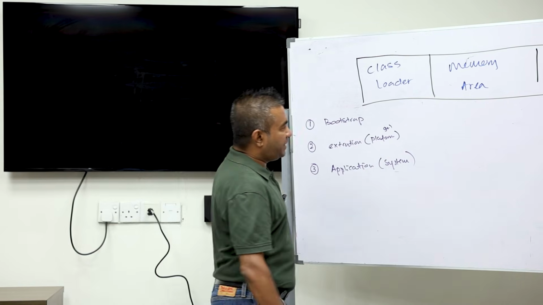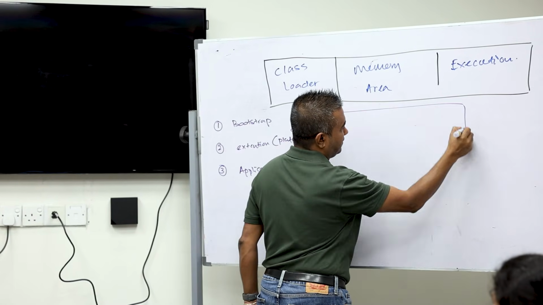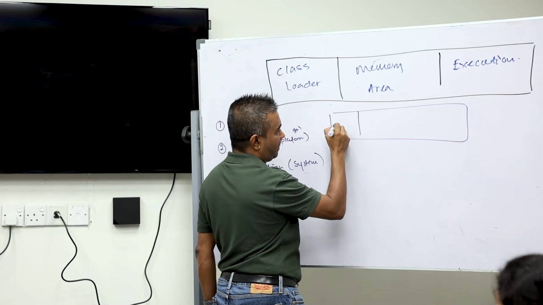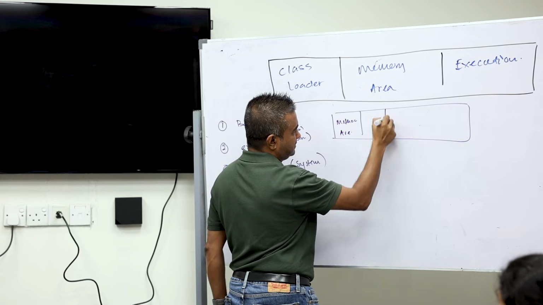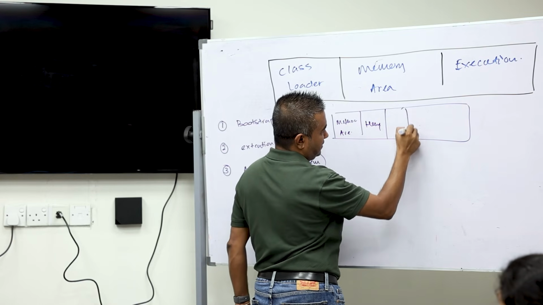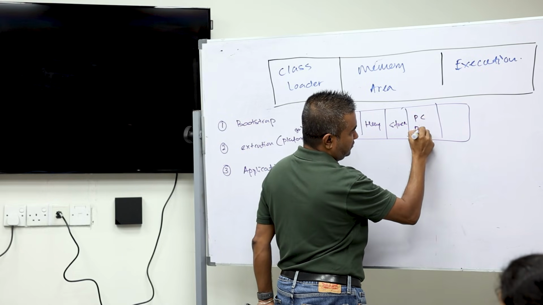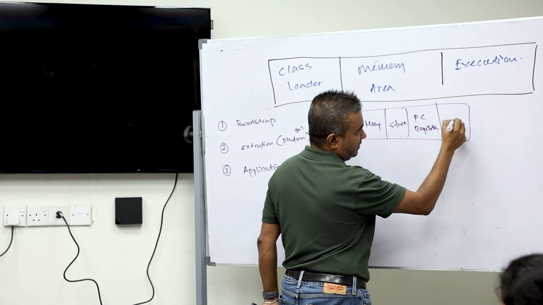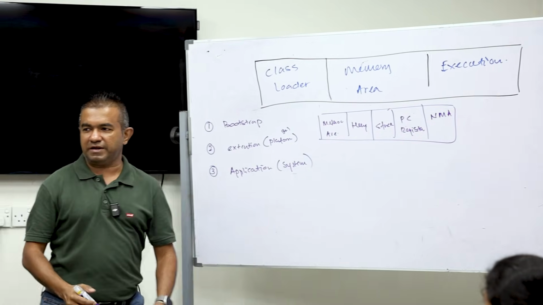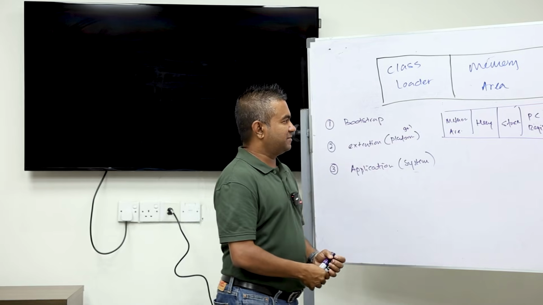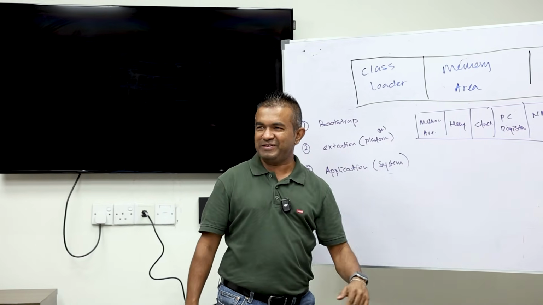Okay, and the memory area we divided into 5. First one, method area. Second one, heap, stack, PC register, also program counter, and native method area. Okay, great, super. So if you do homework like this, we can go deeper and deeper.